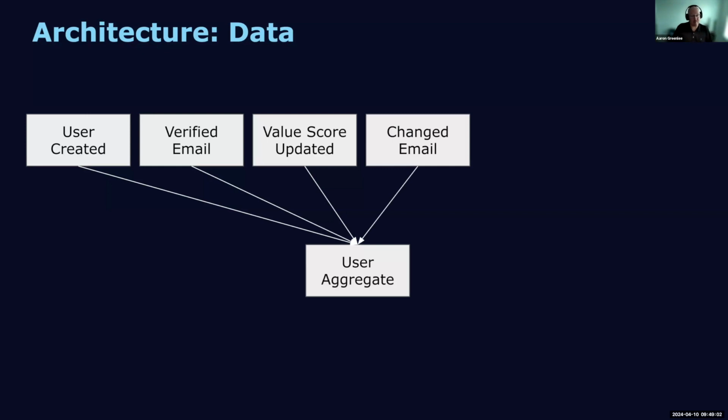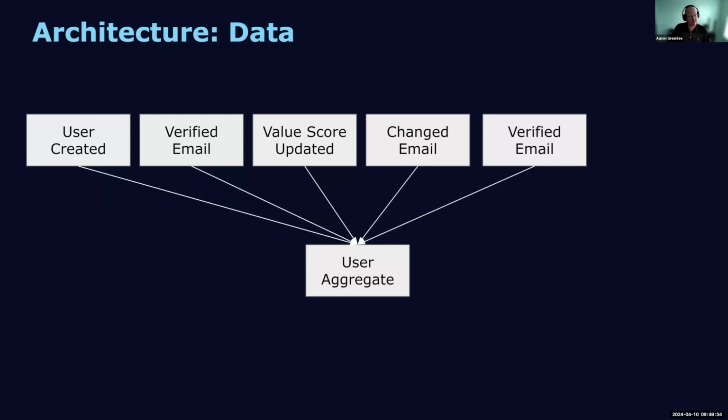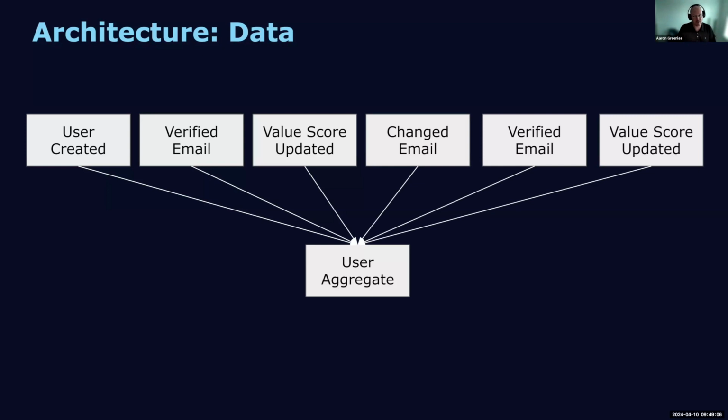And then they change their email, and maybe they go from Gmail to PwC, and they verify that. And so we update the value score again. These are all events that happen on a linear time frame. Some of these events are user triggered. Some of them are going to be system triggered, like updating the value score. The user will never know about the value score. It'll be a byproduct or a side effect of you having verified an email.